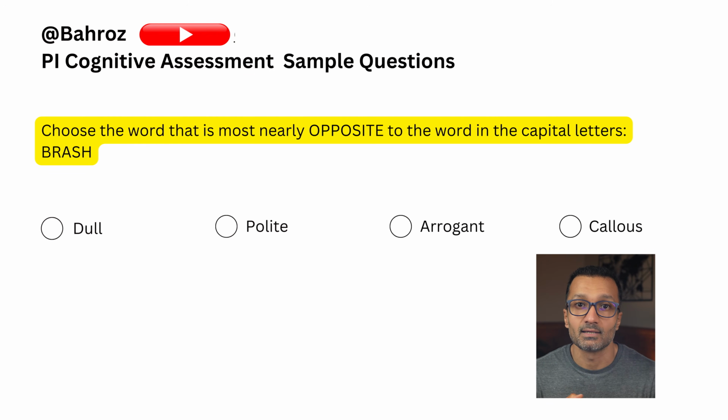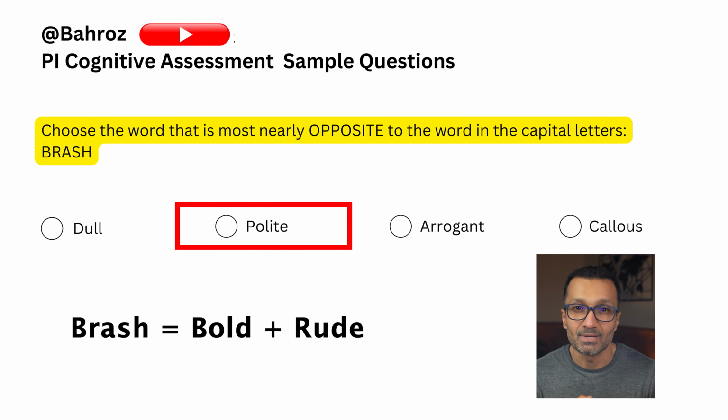Choose the word that is most nearly opposite to the word in the capital letters. Brash. So the answer is dull, polite, arrogant, or callous. The correct answer is polite, and here is why. Brash means bold, rude, or important. Someone who acts recklessly or without regard for others. The opposite would be a word that conveys respectfulness or restraint. Dull is unrelated. It refers to lack of excitement or sharpness.